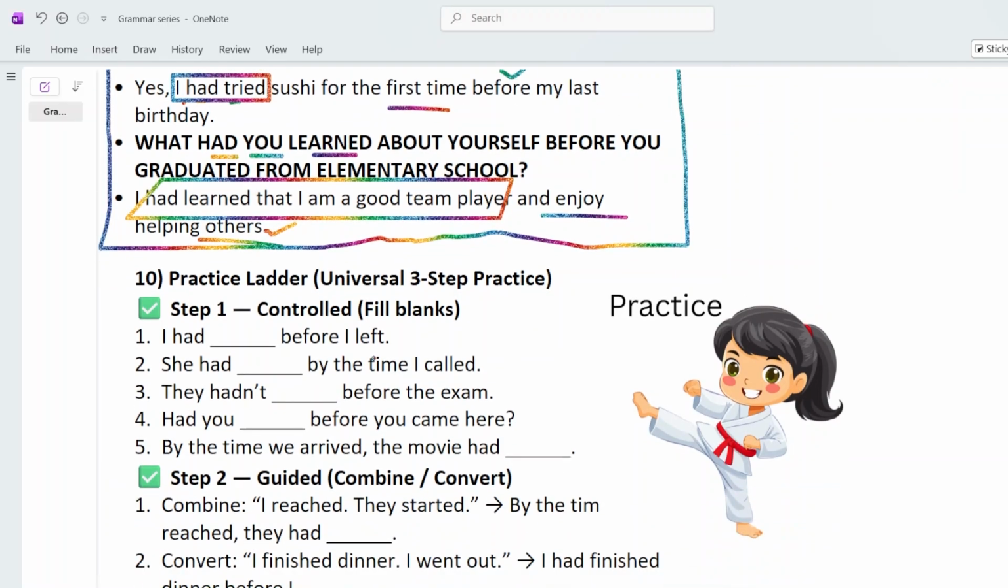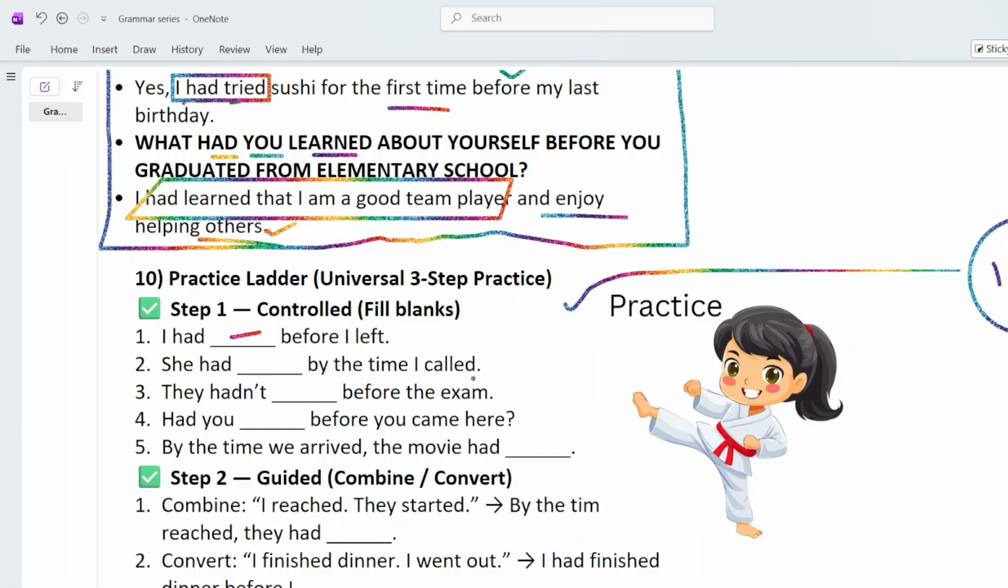Great. There is this practice ladder, also known as the guided practice session, where you have to do everything. I'm not going to give you any answers. You have to pause the video and do this practice part in the video itself. You are not going to get out of the video and do this. Only then will you be able to understand what I'm talking about. So I had fill this up before I left. Make your own sentences.